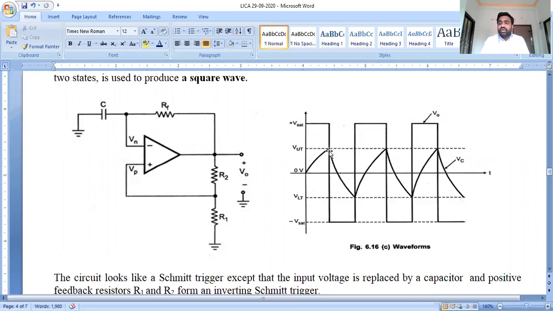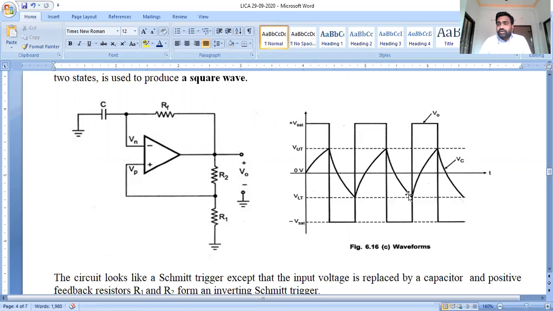There is a swing or oscillation with respect to the output voltage of the astable multivibrator. The swing oscillates from positive V saturation to negative V saturation, again positive V saturation to negative V saturation. This is called a periodic swing. How does this periodic swing happen?